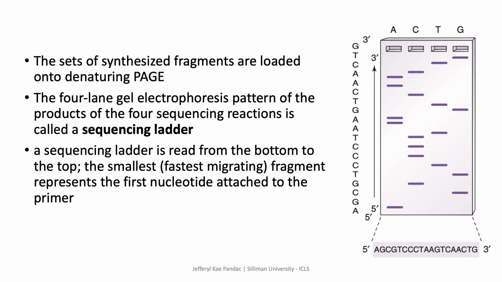The sets of synthesized fragments are then loaded onto a denaturing polyacrylamide gel. The products of each of the four sequencing reactions are loaded into adjacent lanes labeled as A, C, G, or T, corresponding to the ddNTP in the four reaction tubes. The four-lane gel electrophoresis pattern of the products of the four sequencing reactions is called a sequencing ladder. The ladder is read to deduce the DNA sequence.